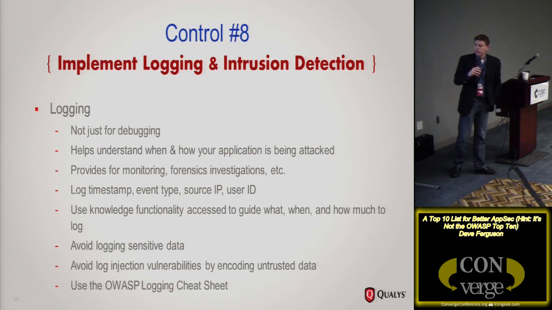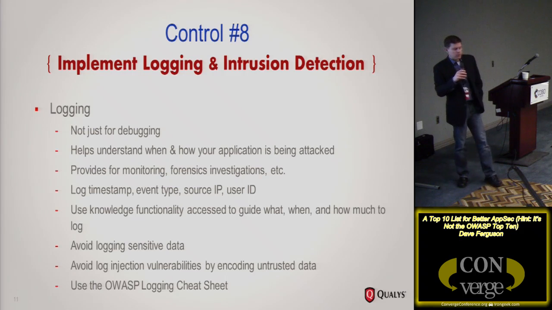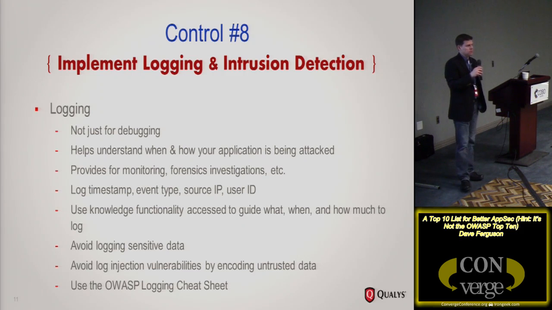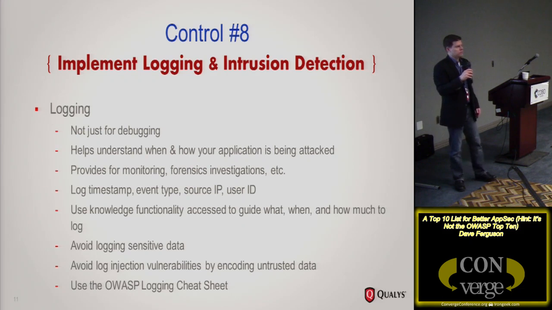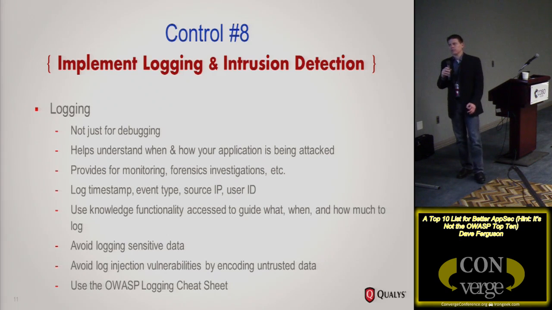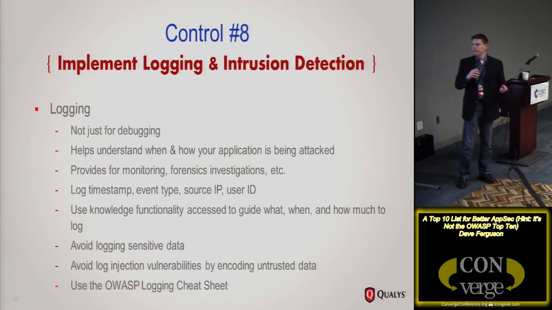applications in the end. So logging provides a lot of benefits, not just knowing when and how you're being attacked, but if you do get attacked, you can be alerted. Some sort of monitoring can be set up. If something happens where you get breached, there may be some forensics information available to help with the logging that you do. So when the logging is done, you really should list the timestamp when it occurred, the event type, the source IP, and the user ID associated with that, if needed.